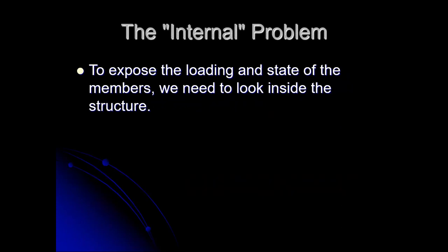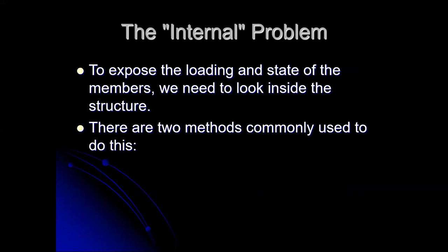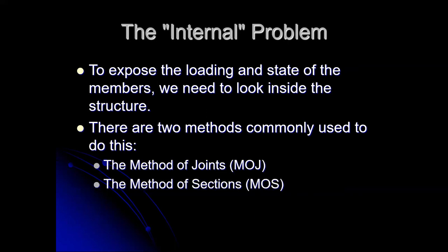So the internal problem requires that we look at different free body diagrams. We can't figure out what's going on inside the truss by drawing the free body diagram of the whole truss. Remember that forces are only exposed in a free body diagram if something crosses a boundary or cuts through our system boundary. We need to look inside the structure. And the way we do that here is first with the method of joints, what's abbreviated as MOJ for method of joints, and MOS, the method of sections.